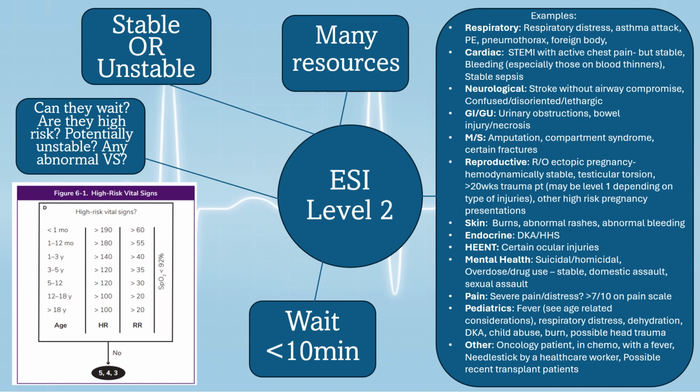Pediatric fever, and again, we're looking at those high-risk vital signs. Respiratory distress, dehydration, DKA, child abuse, possible head trauma, could be a level 2, especially in the peds population. And then other kind of interesting patient presentations could be a level 2. These could be like your oncology patients who are currently in treatment and they present with a fever greater than 100.4. That's a medical emergency. A needle stick by a healthcare worker could potentially be a level 2 and should be categorized as such. And then I also think about our transplant patients, because they are multiple resources, multiple comorbidities. So also keep that in mind.